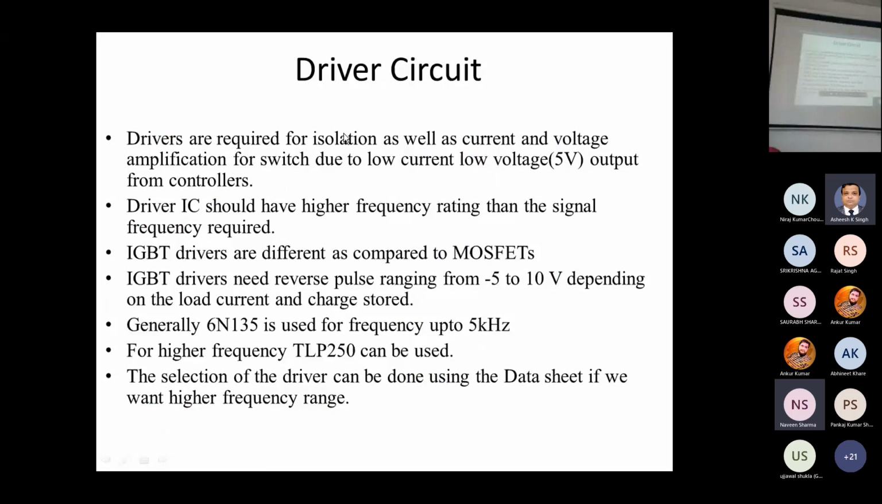Now we have the driver circuits, and IGBT drivers are different from MOSFET drivers, because they may need to discharge the stored charge in the IGBT. So a negative pulse of -5 to -10 volt is also used. Generally 67135 is used up to 5 kilohertz, and for higher frequency TLP 250 is used. For even higher frequency, we can use the data sheets of different driver ICs, and select the driver IC depending on their frequency ratings.